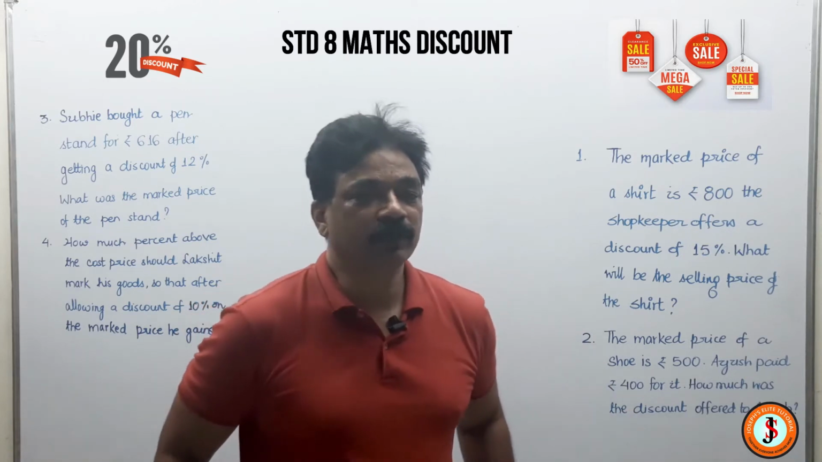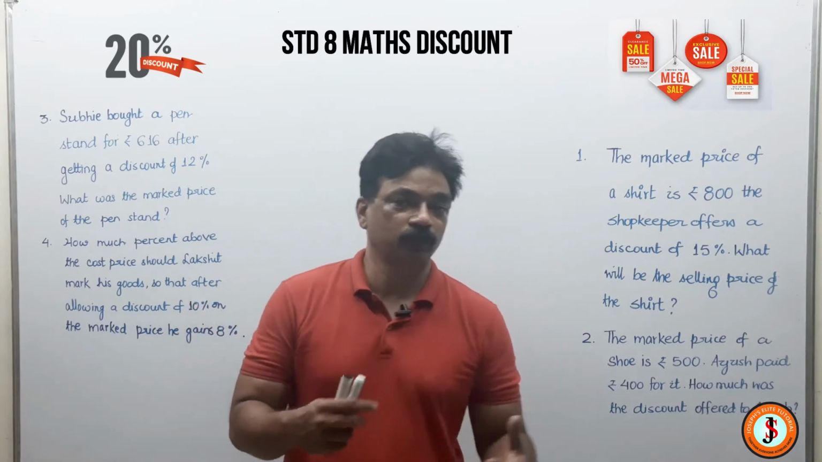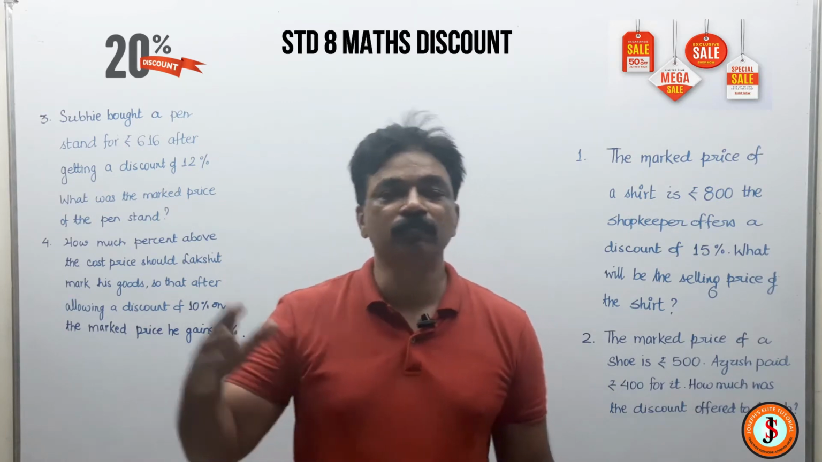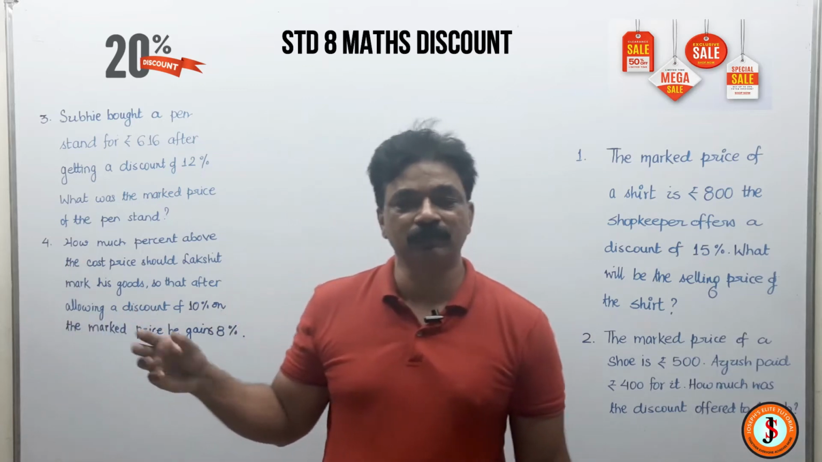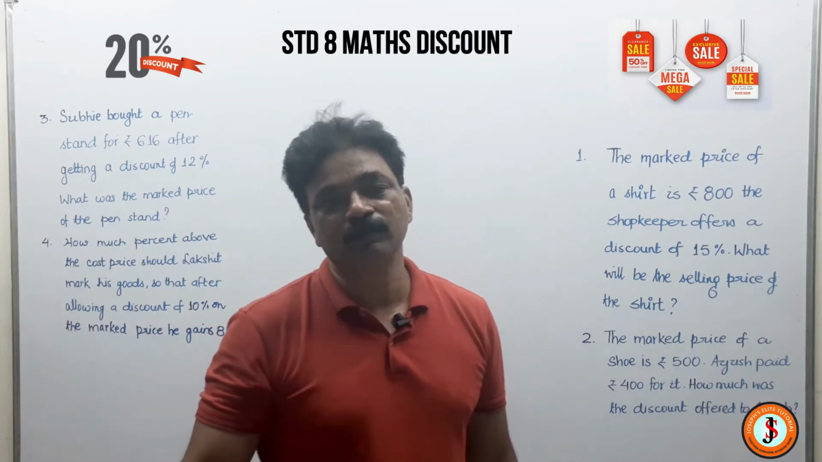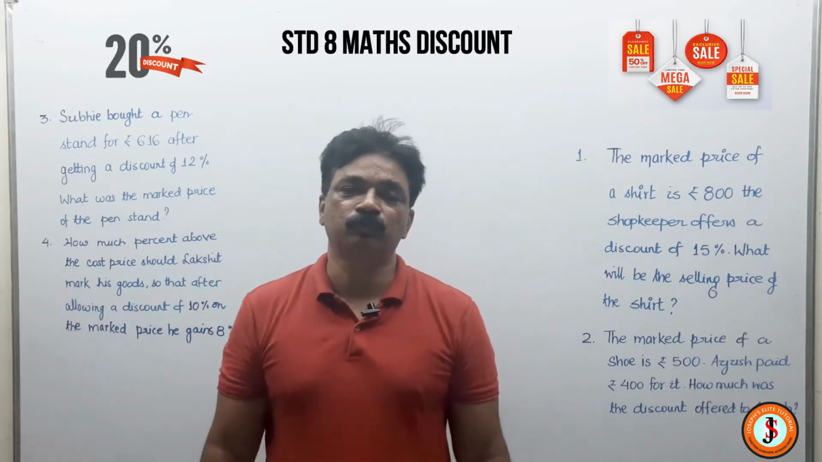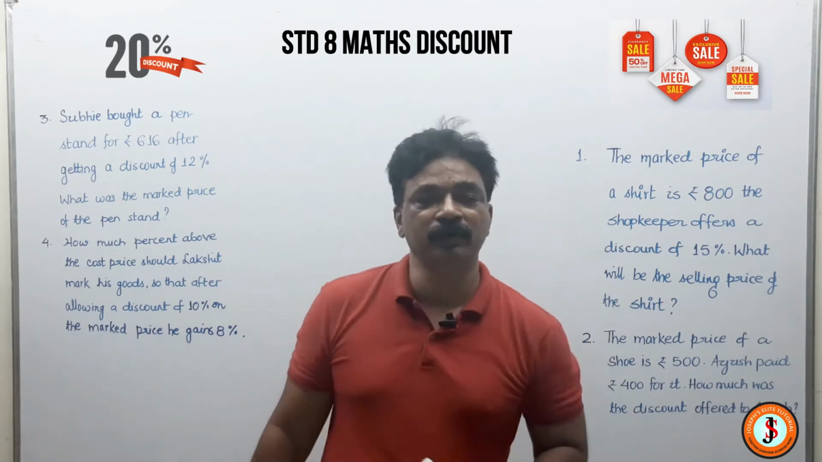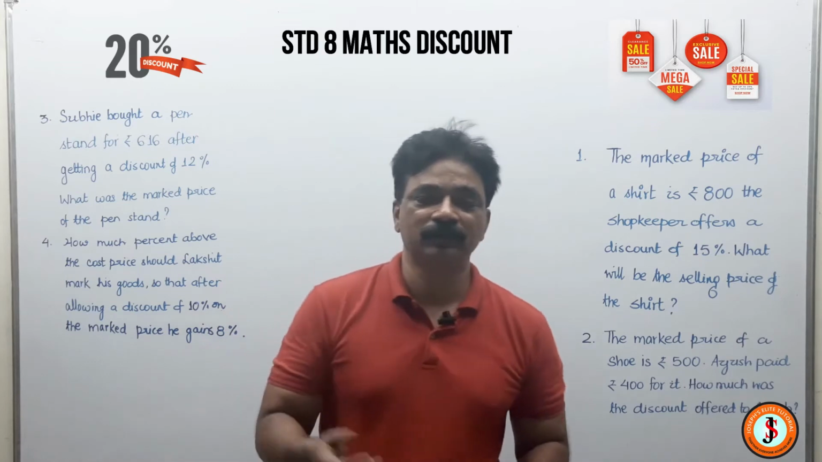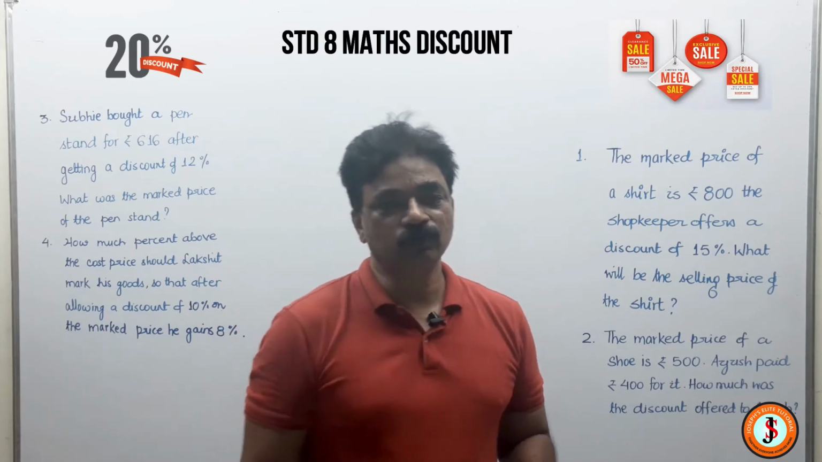However, that marked price is given by the shopkeeper. Therefore, the shopkeeper might have bought it at a lesser price. That means the cost price for the shopkeeper might have been different, but he puts a price tag on the commodity which he is selling. So we will understand this by doing a few sums.